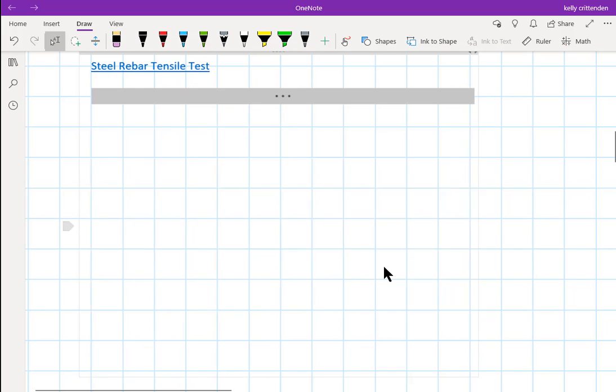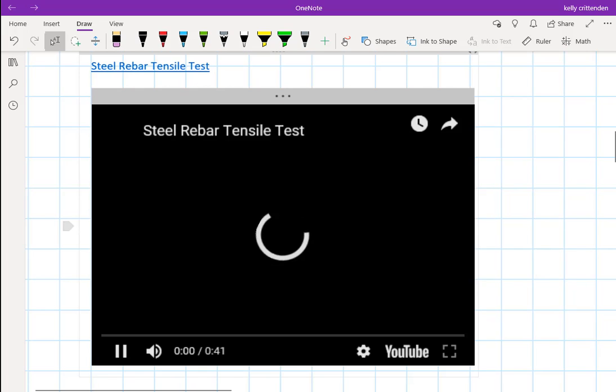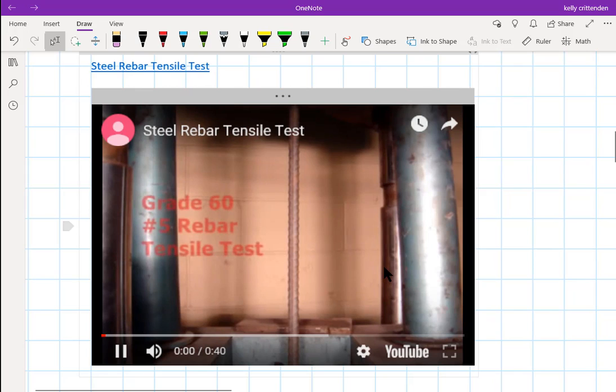Let's see if it'll play. I did not bother to check to see if I was connected to the internet or not. Oh, good. Looks like you can get a little sound.